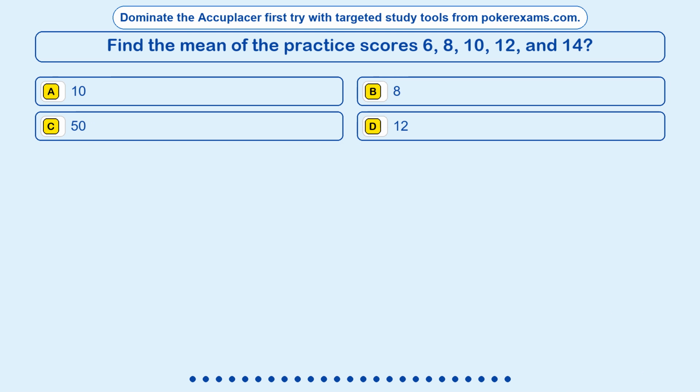Question 9. Find the mean of the practice scores 6, 8, 10, 12, and 14. Option A, 10. Option B, 8. Option C, 50. Option D, 12.